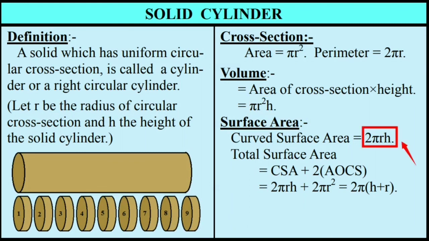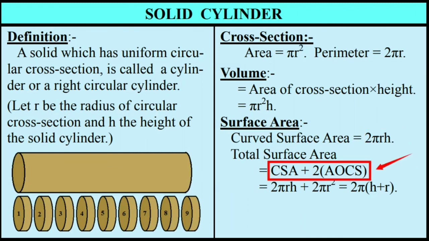Next is surface area. Under surface area, the first one is curved surface area, and that is 2 pi r h, where 2 pi r we can say is the perimeter of the cross section and h is the height of the solid cylinder.